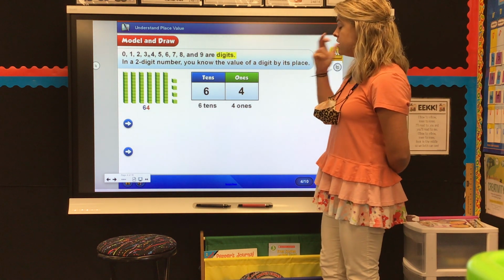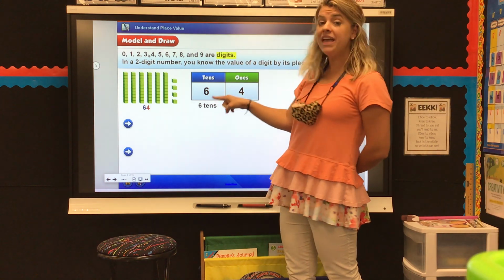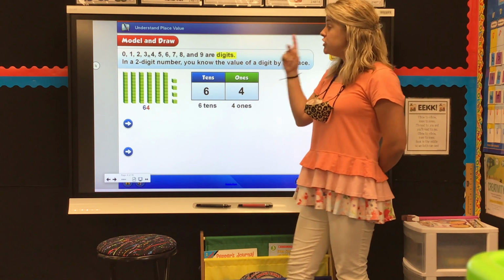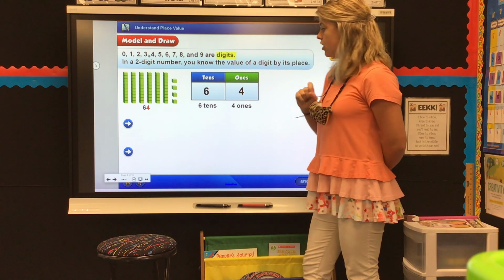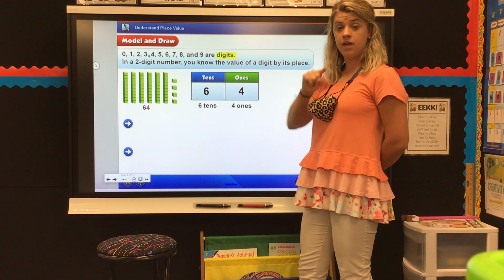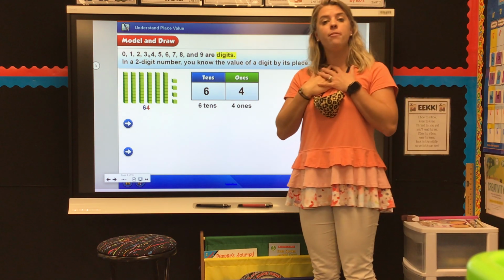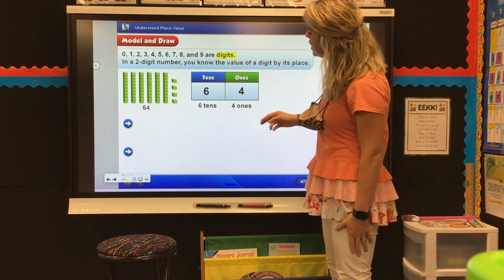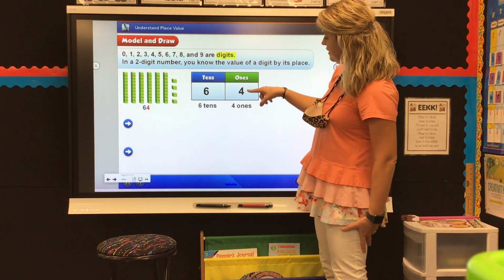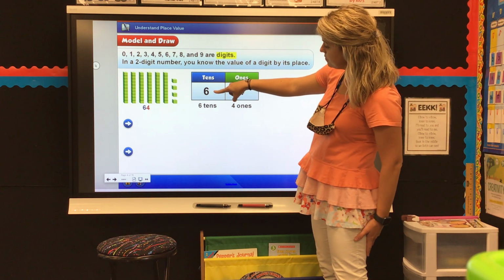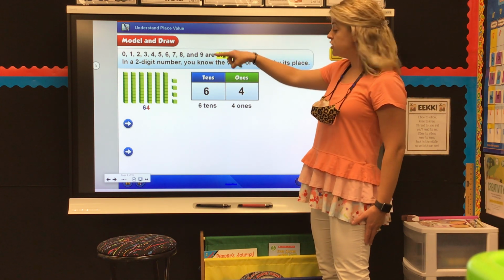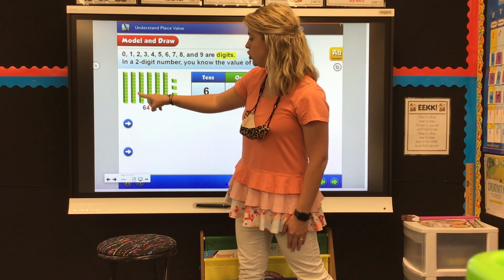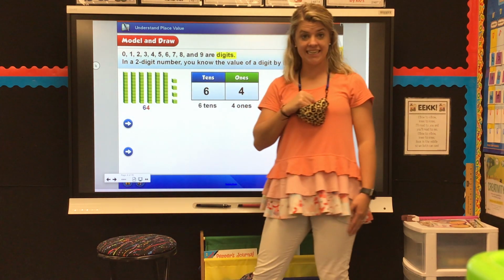So if we look at this number, we have the number 64, okay? The two digits that are in the number are 6 and 4. And in order for me to know what those digits mean, I have to look at where they are, okay? So in the number 64, I know that the 6 is in the tens place. So that means that I have 6 ten rods. So we have 1, 2, 3, 4, 5, 6.